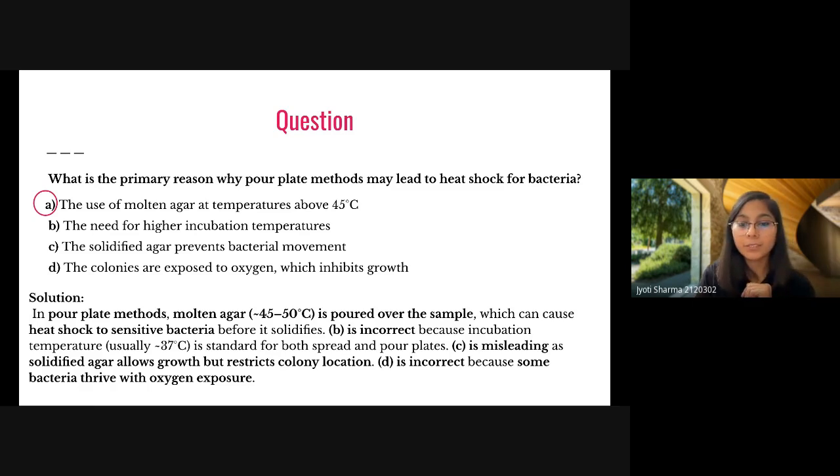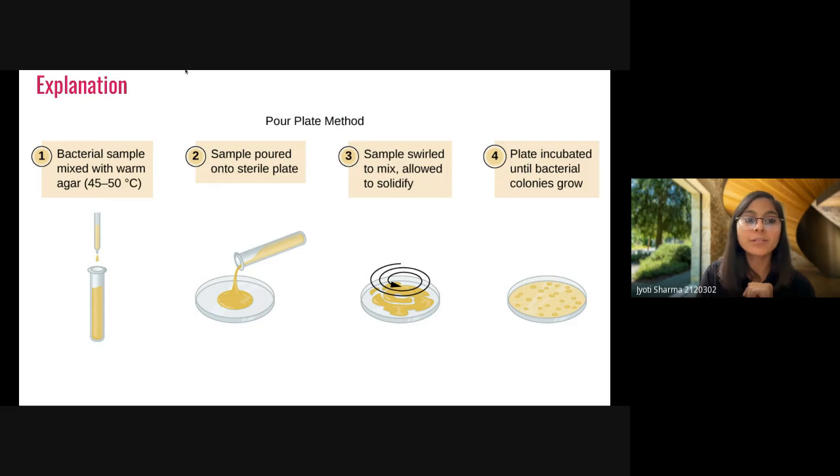Okay, so coming to the next question. Here you can see this is the pour plate method. First we have to melt the agar, then pour the sample onto the sterile plate, then mix, and then we will incubate. So in this method we must have the molten agar, and for that we need the temperature, and that temperature can give heat shock to the bacteria.